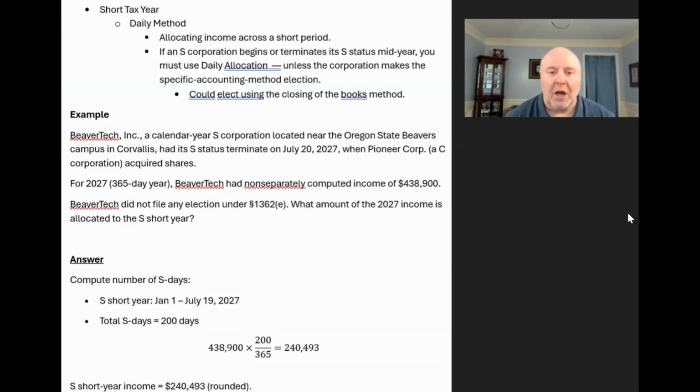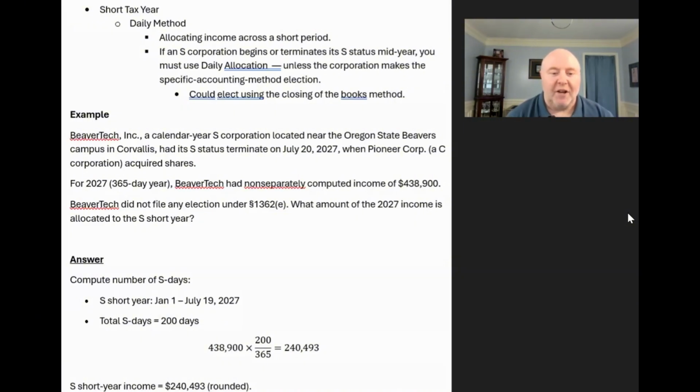All right, so what we have to do is figure out what portion of the year is going to be the short tax year. I have an example here so we can see how that's going to happen. In this example, we assume we have a 365-day tax year. We're going to count how many days we were an S corporation, and then we'll do the same calculation for those that would be a C corporation. But let's look at this example.